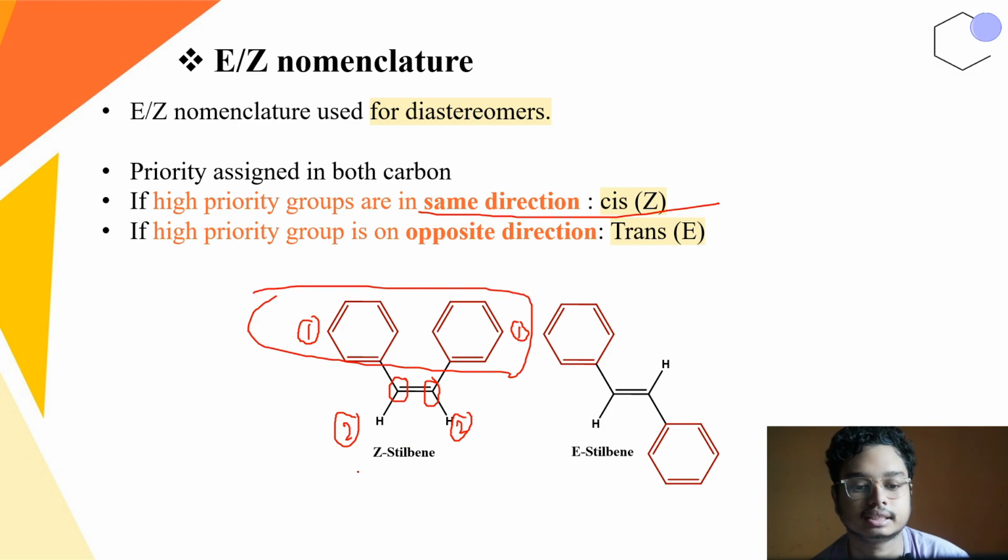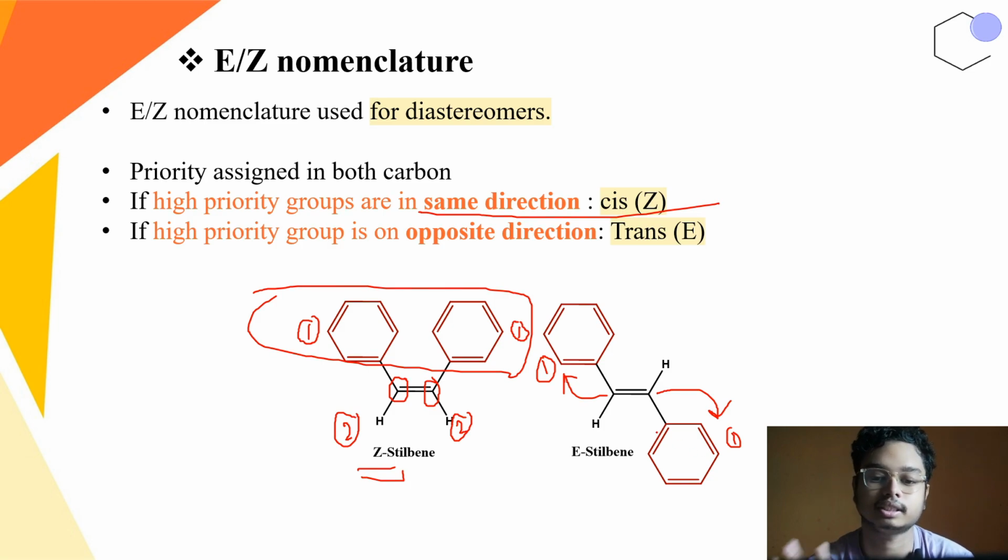That means this is the Z, or we can say cis compound. And here the priority group, this will be the 1 and this will be the 1. This one in terms of this carbon, and this one is represented in terms of this carbon. Okay, so the two are different in direction. That means this is the trans geometry. This is the simplest EZ nomenclature.